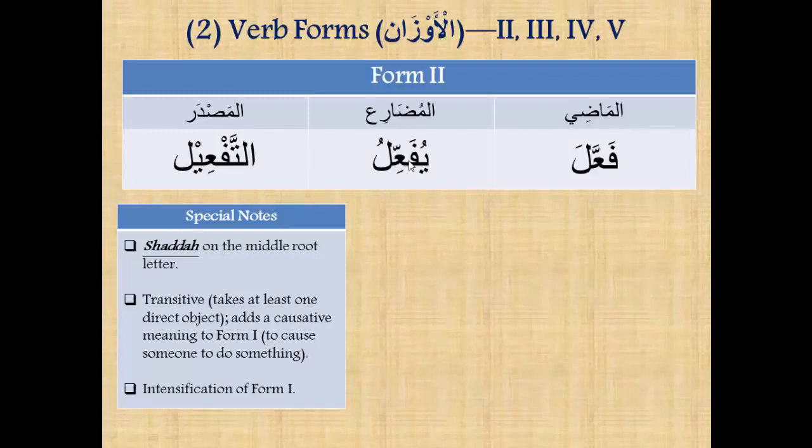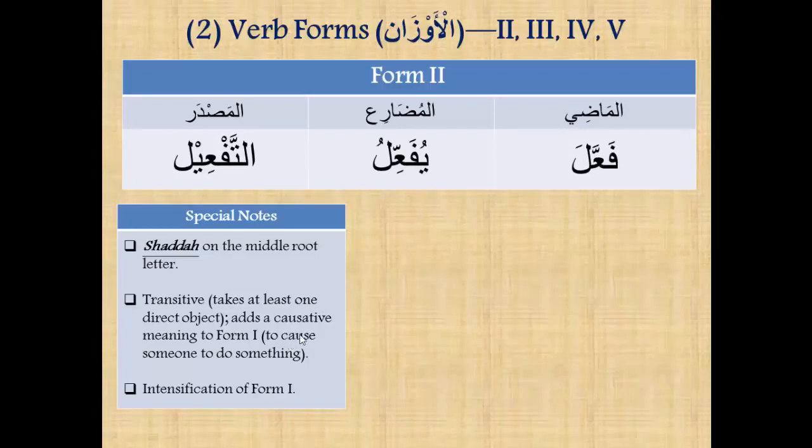فَعَلَ يُفَعِلُ. Form 2 is transitive. This means it usually takes at least one direct object. So the action of the verb is performed or done to something or someone. Form 2 also adds a causative meaning to Form 1, which means you're causing someone to do something. An example of this would be Form 1 عَلِمَ يَعْلَمْ, which means to know. If we change that into Form 2 by adding a shadda, it becomes عَلَّمَ يُعَلِّمُ التَّعْلِيمُ, to cause someone to know, which means to teach.